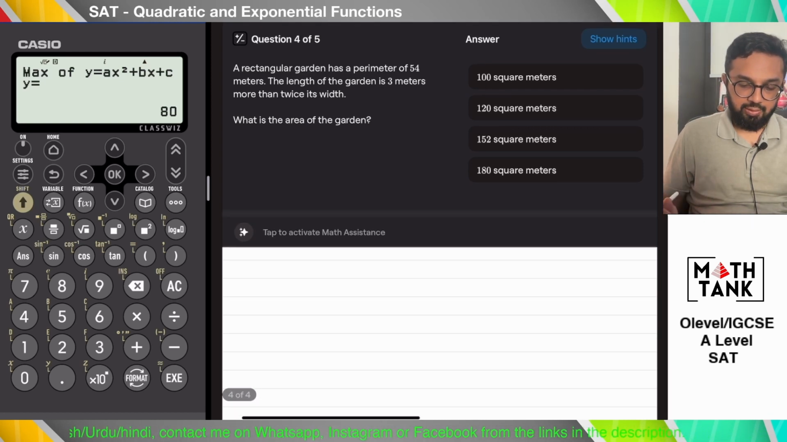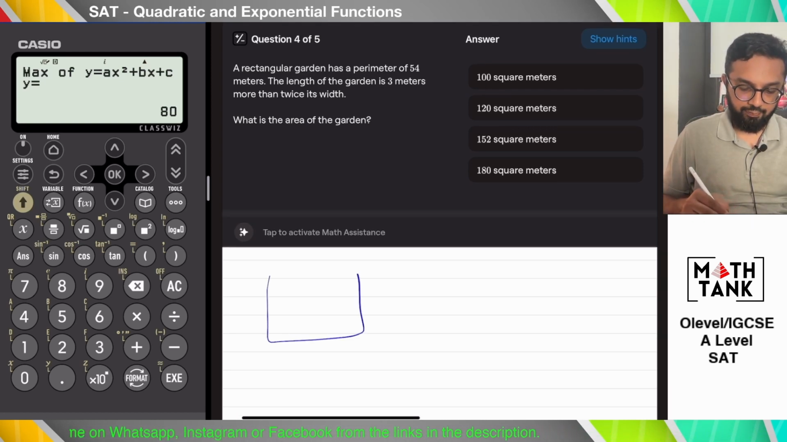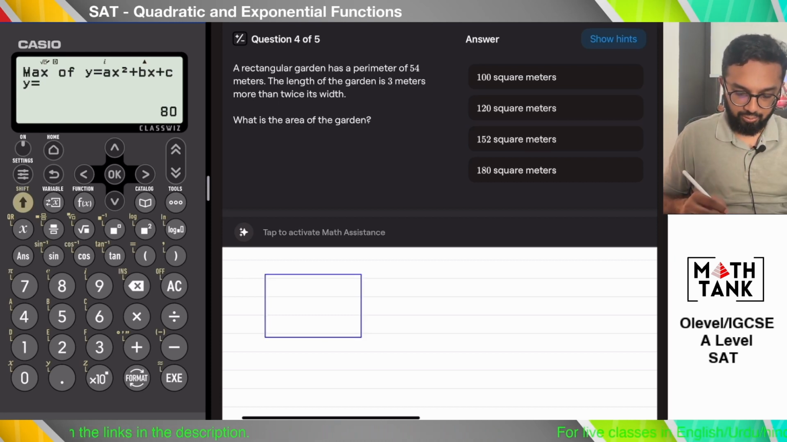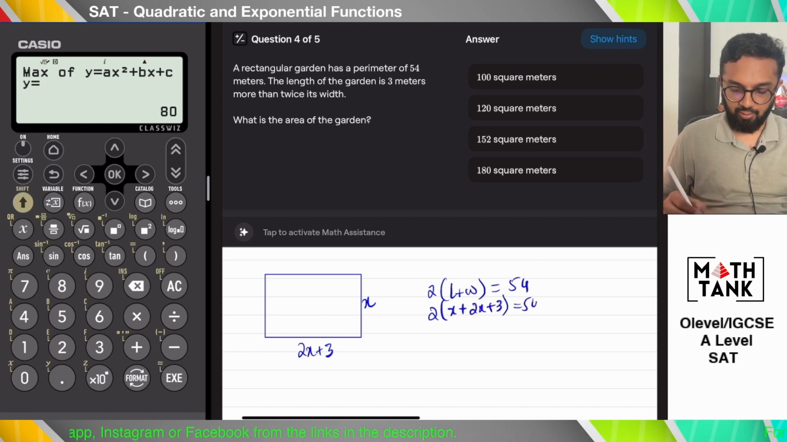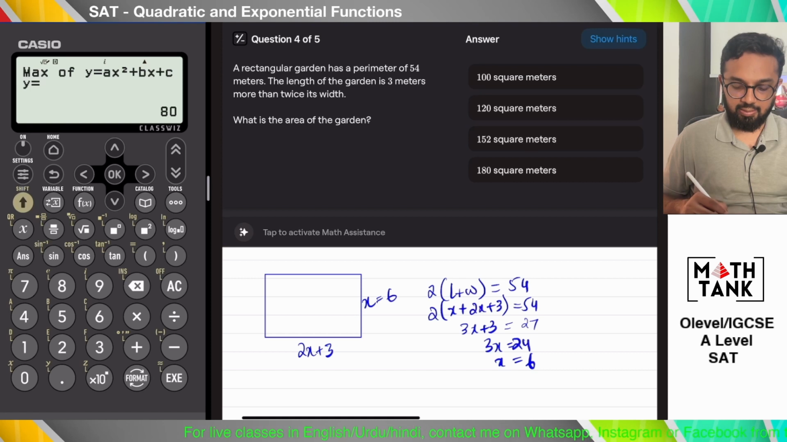Question number 4, it says a rectangular garden has a perimeter of 54. The length of the garden is 3 more than twice its width. What is the area of the garden? So this time I have the perimeter, which is 2 times L plus W. 2x plus 2x plus 3. So 3x plus 3 equals 27. 3x equals 24. x equals 6. So I have this is 6 and this is 15. 6 into 15 gives me.